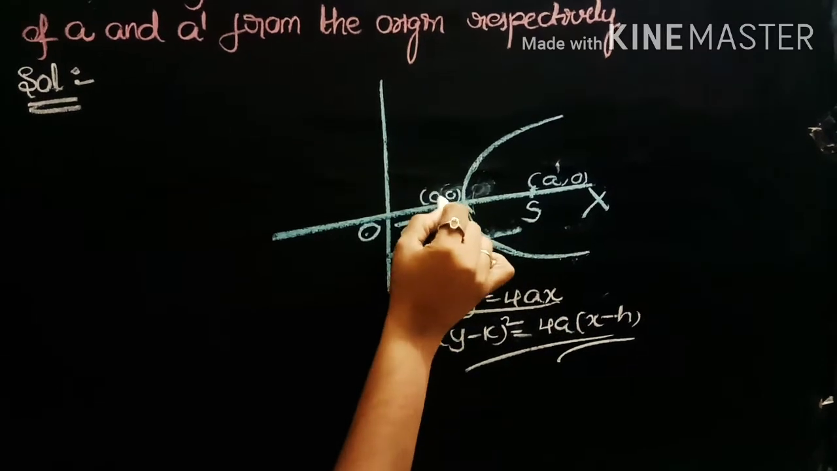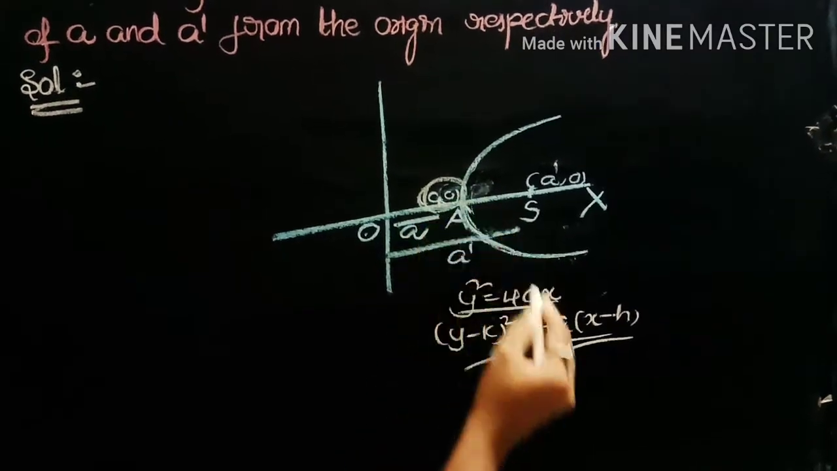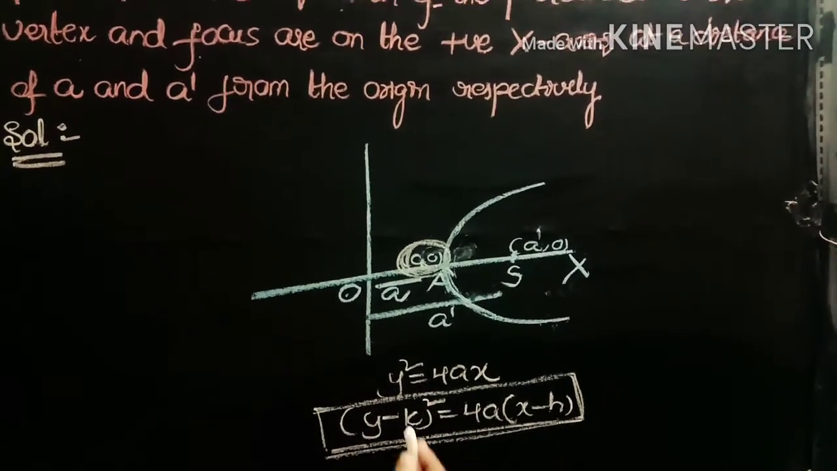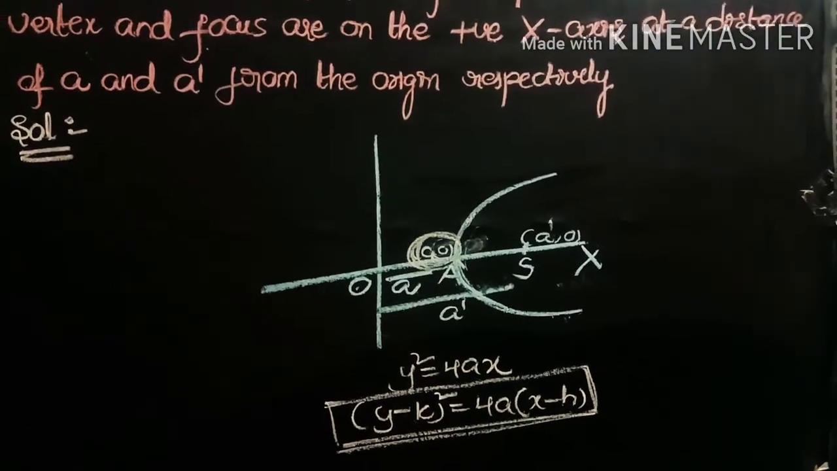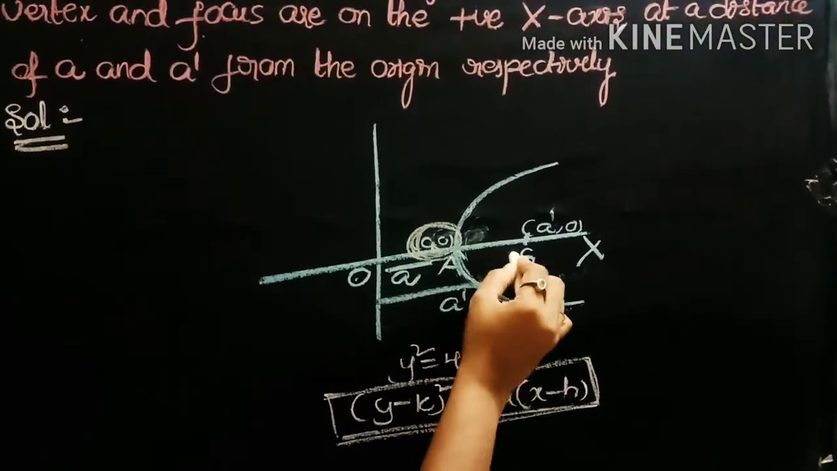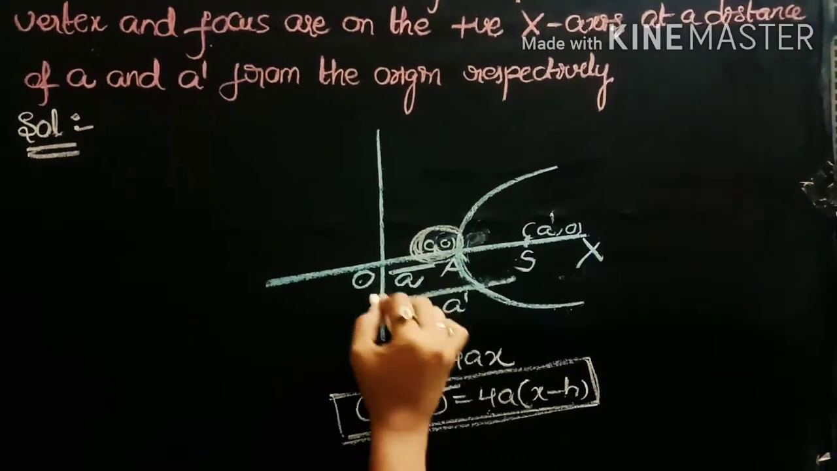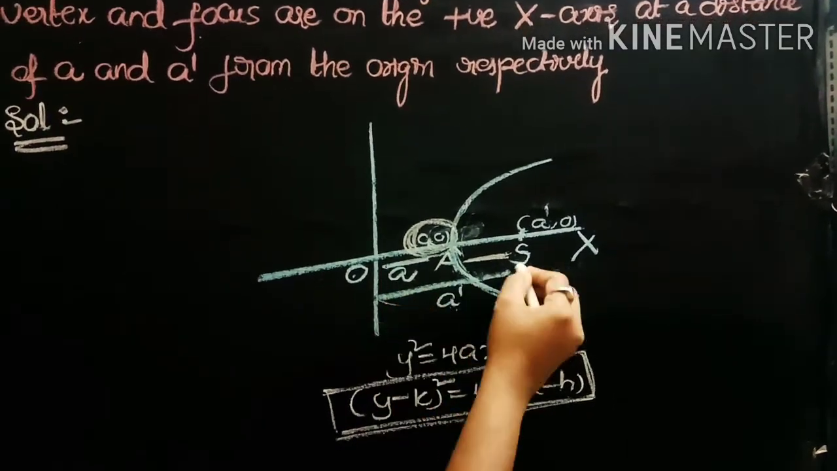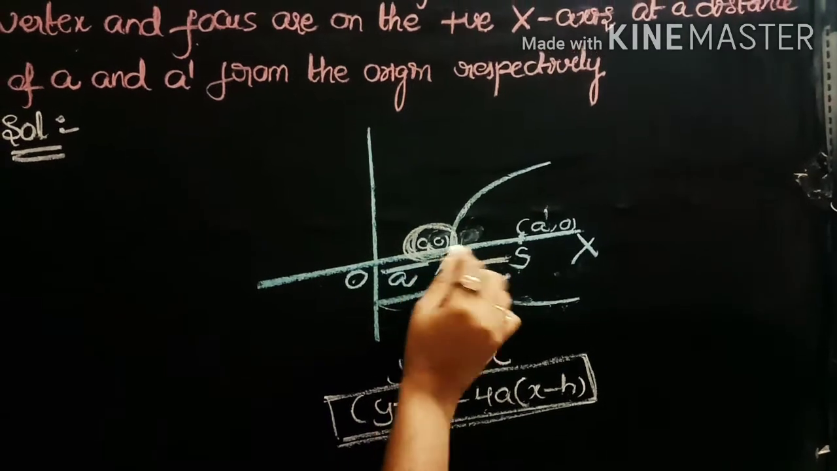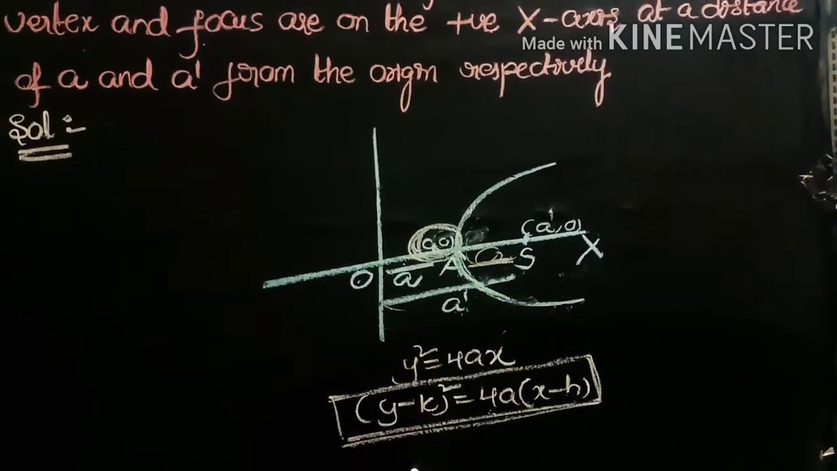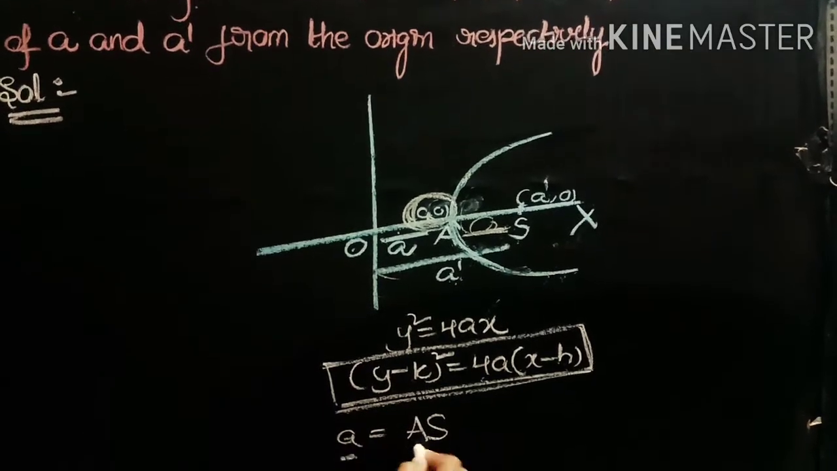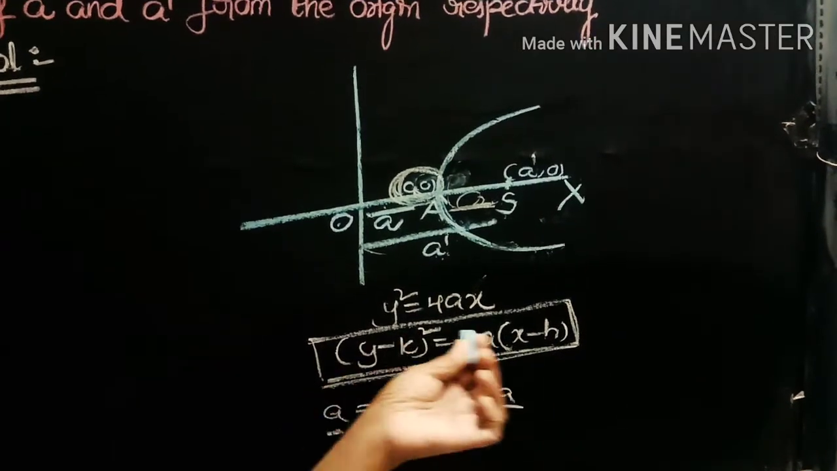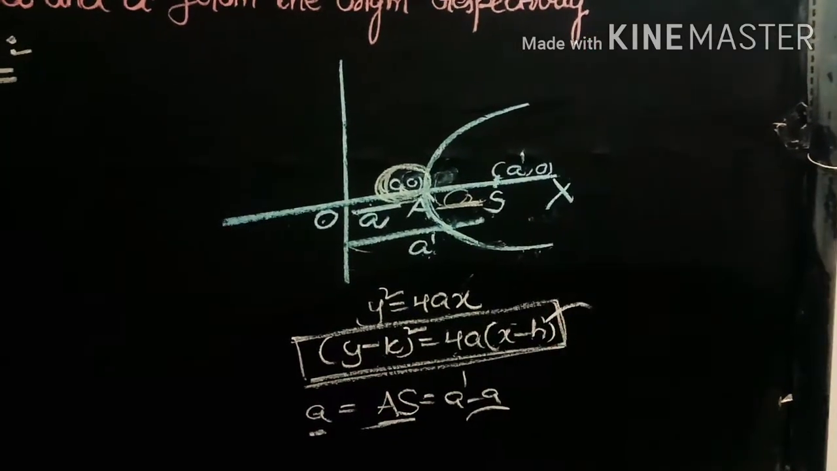Clearly given that the vertex is (a, 0), which means (h, k) is given. So we use the formula (y minus k) whole square is equal to 4a into (x minus h). In this formula we take (h, k) equal to (a, 0). And what is the value of a? Small a is nothing but the distance between the vertex and focus. So clearly from the diagram, what is the value of AS? AS is nothing but a dash minus a. This total value is a dash and this part is a. So this value is a dash minus a. So from the diagram we have that small a is equal to AS, which is a dash minus a. By replacing this value and the (h, k) value in the above equation, we can get the equation of the parabola. That's all.